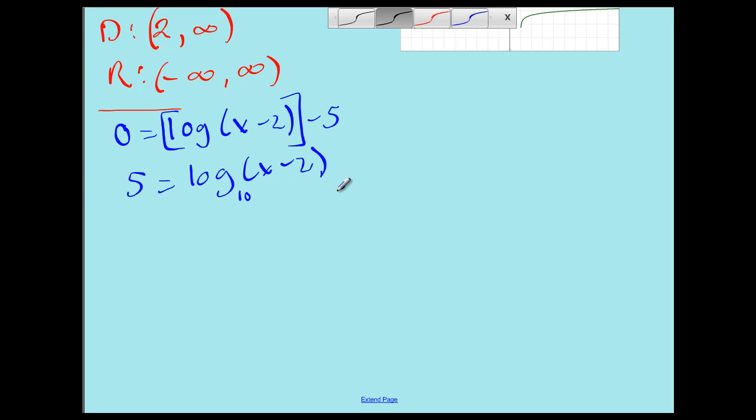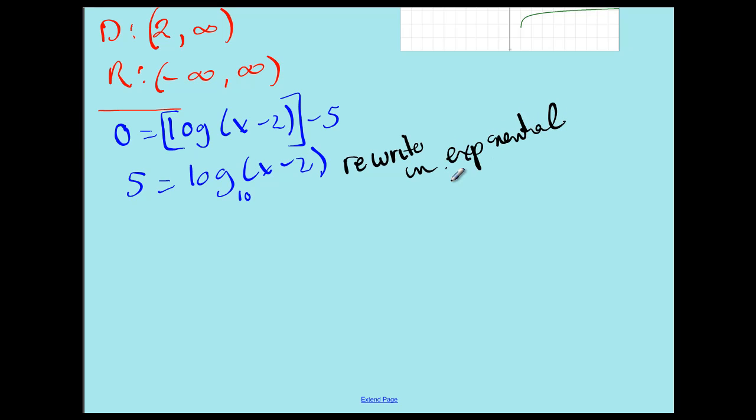I'm going to write that down. So when you're stuck, rewrite in exponential. And so it looks like this. 10 to the power 5 is equal to x minus 2. Remember, the base stays the base, goes to the exponent of whatever you're trying to solve, and then whatever's left over goes on the right-hand side.